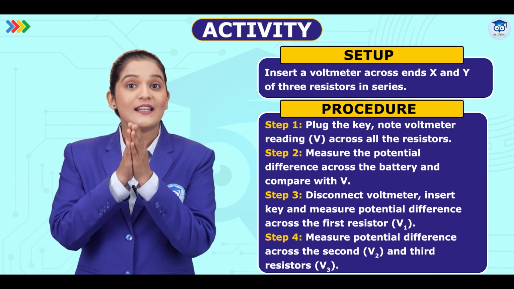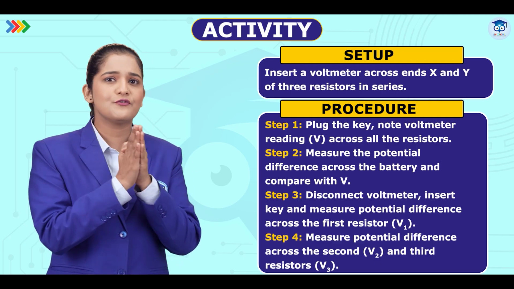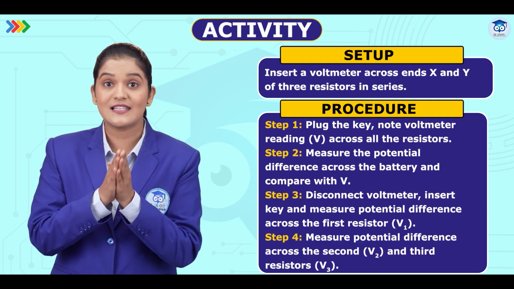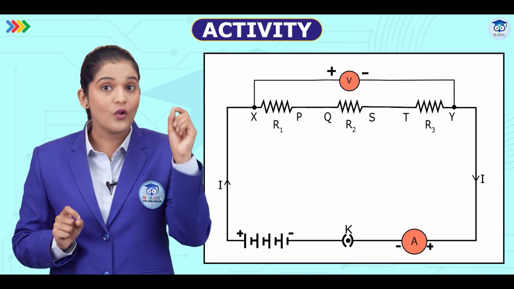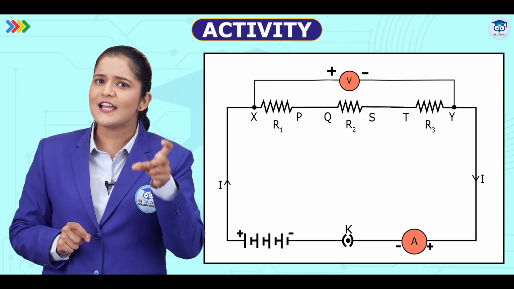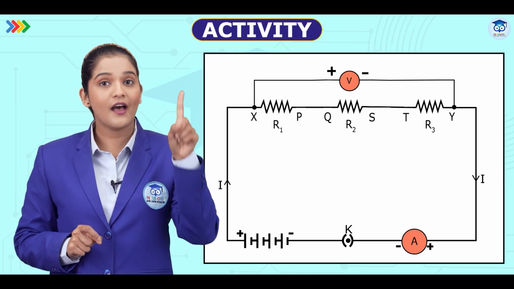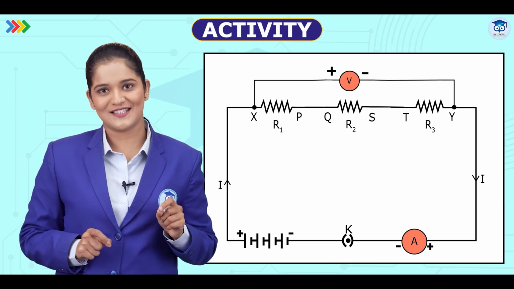Let us perform an activity to experimentally verify how potential difference is distributed in a series circuit. We begin the setup by inserting a voltmeter across the ends X and Y of a set of 3 resistors, R1, R2 and R3 connected in series.